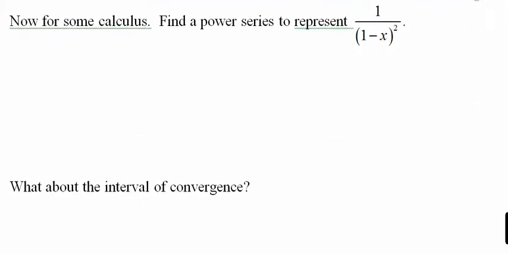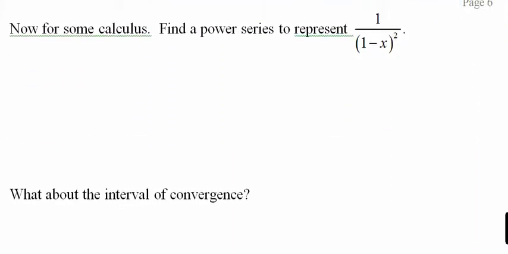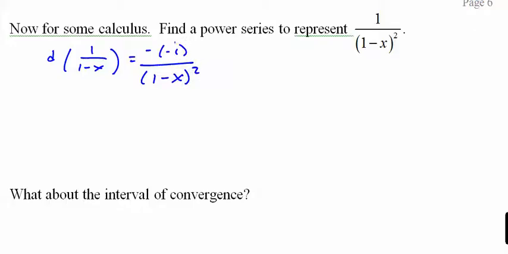Now for some calculus. You've probably been wondering where the calculus is going to pop up. Well, we know what 1 over 1 minus x is. Turns out if I take the derivative of 1 over 1 minus x, I get, the negatives cancel. I'll put them both in. Negative 1 over 1 minus x squared. This is the chain rule one, and this is the power rule one. So I get 1 over 1 minus x squared, and that's the derivative with respect to x.